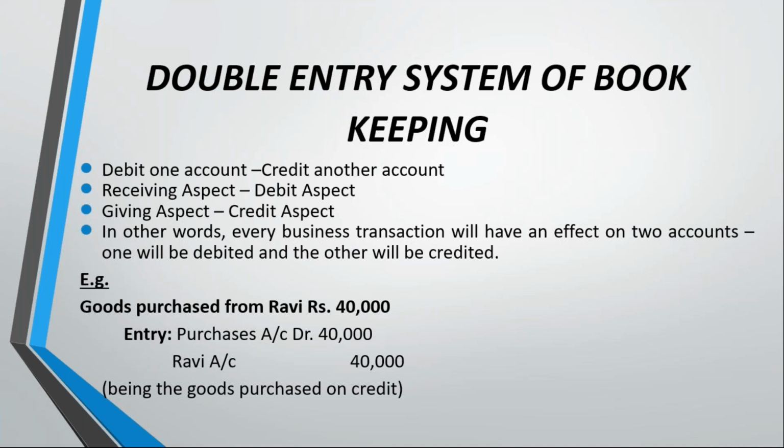So here, if I relate to the double entry system of bookkeeping rule, what does it say? It says the debit aspect is the receiving aspect and the credit aspect is the giving aspect. If we concentrate on the debit part, I have debited the purchases account. Yes, we are receiving the goods, we are receiving the benefit for the company. And if I go for the credit aspect, yes, it is a giving aspect. I have to make the payment to Ravi. So we debit the receiving aspect and credit the giving aspect.